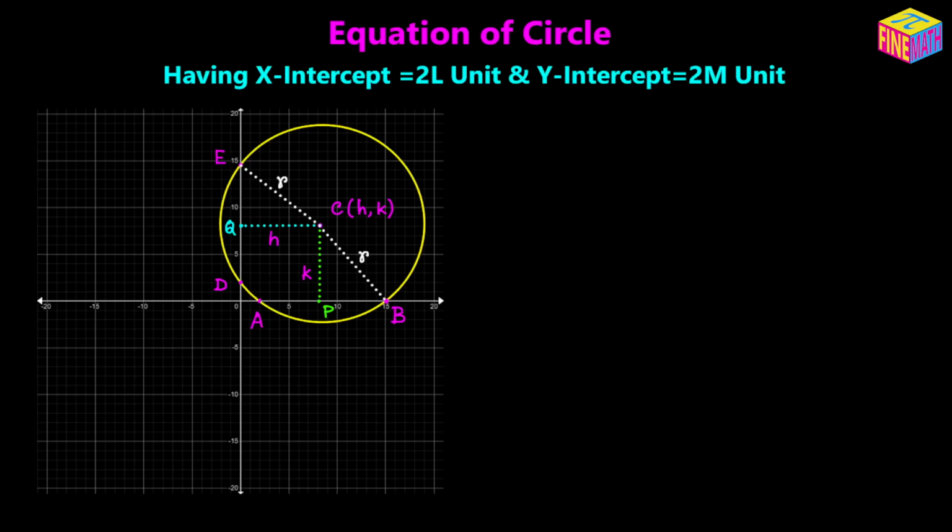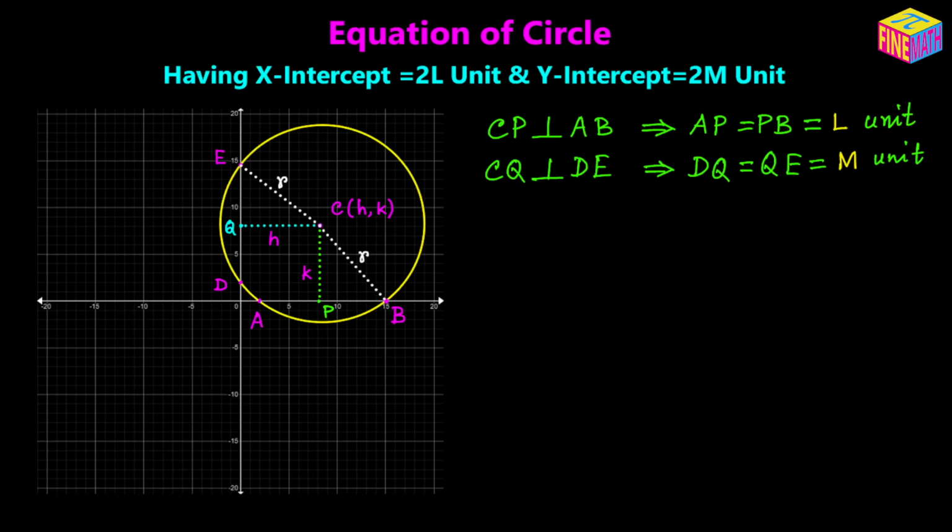And here again I have connected the point C with the point E. So CE will be the radius of the circle again. And here I have made a few notes. CP is perpendicular to AB and AP is equal to PB, which is equal to L unit. And similarly CQ is perpendicular to DE. DQ is equal to QE, which is equal to m unit.